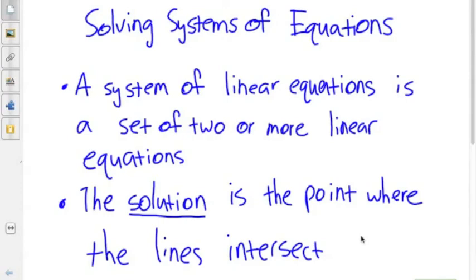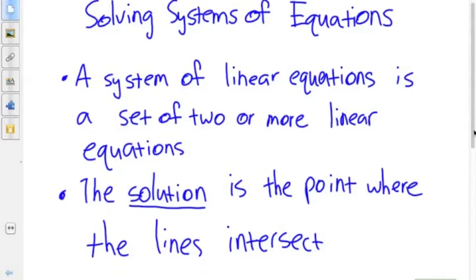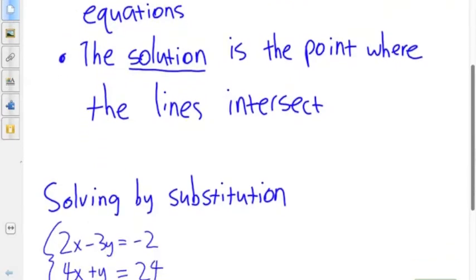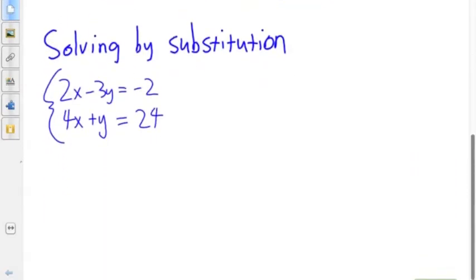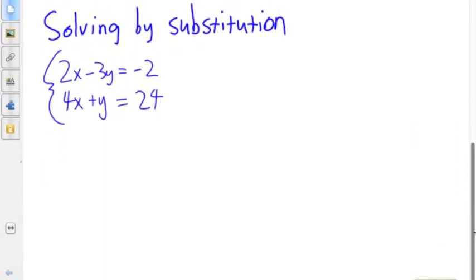Or linear equations where the solution is the point where the two lines intersect. So here's the point where you pause the video and write this down. Now, if I'm solving a system, there's two main methods I can use. This video is going to talk about how to solve a system using substitution.